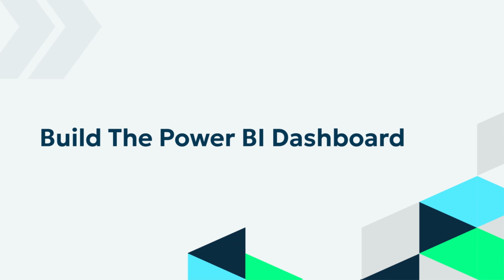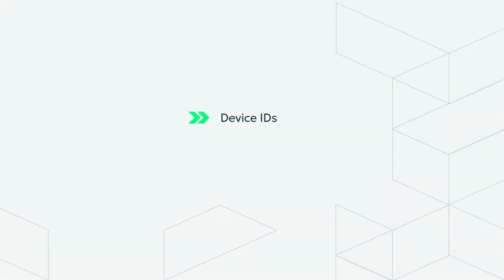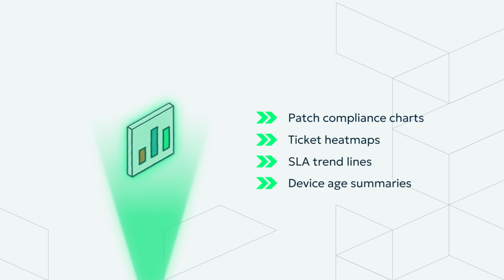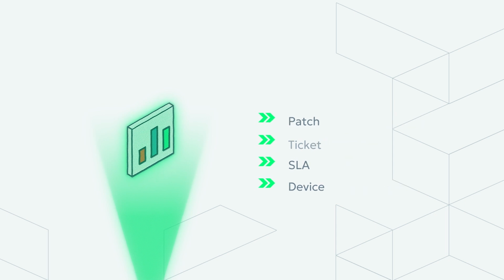After that, build the Power BI dashboard. Load your CSV exports into Power BI. Create relationships using device IDs, ticket IDs, and client names. From there, build visuals such as patch compliance charts, ticket heat maps, SLA trend lines, and device age summaries.